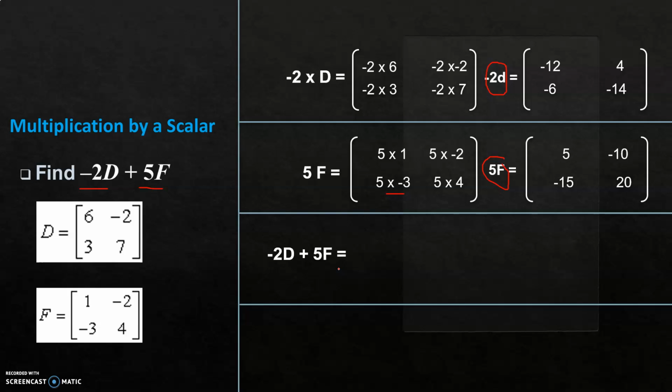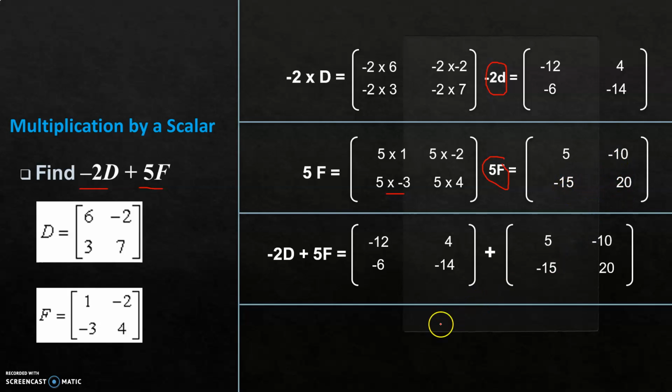Addition, we know, is the sum of corresponding elements. So it is better to write both matrices together. The first matrix, minus 2D, is minus 12, 4, minus 6, minus 14. Then plus 5F, which is 5, minus 10, minus 15, 20. Take the sum. Minus 2D plus 5F is equal to minus 12 plus 5.